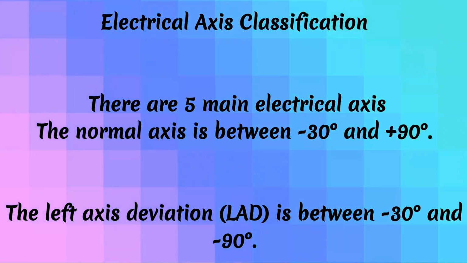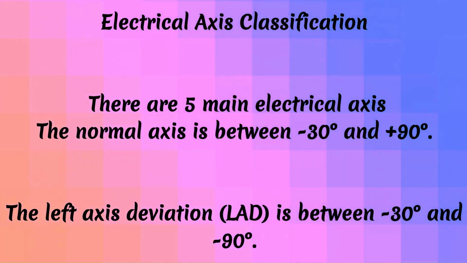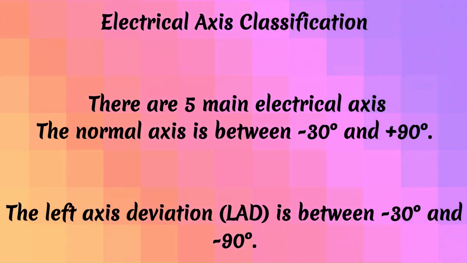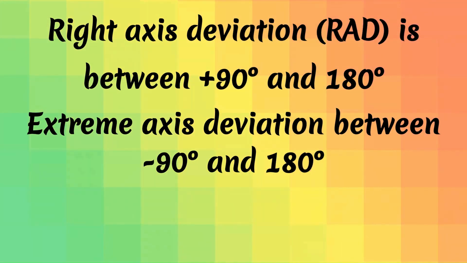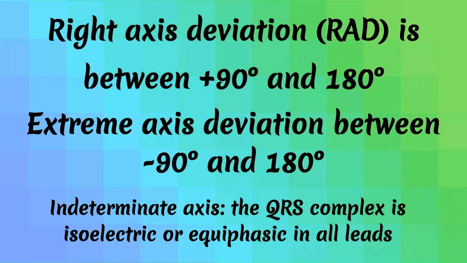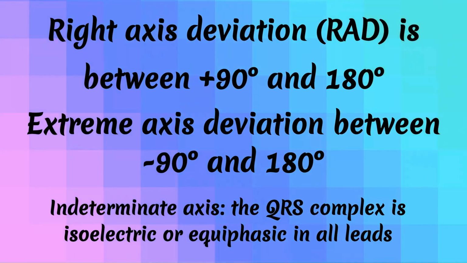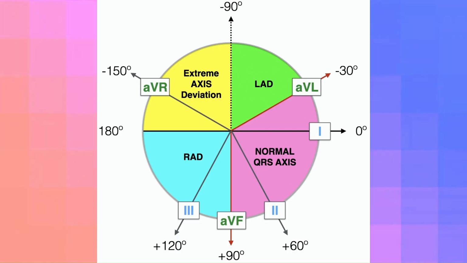Electrical axis classification. There are 5 main electrical axes. The normal axis is between -30 degrees and 90 degrees. Left axis deviation is between -30 degrees and -90 degrees. Right axis deviation is between 90 degrees and 180 degrees. Extreme axis deviation is between -90 degrees and 180 degrees. And indeterminate axis, where the QRS complex is isoelectric or equiphasic in all leads with no dominant QRS deflection. In this diagram, you can see all electrical axes.